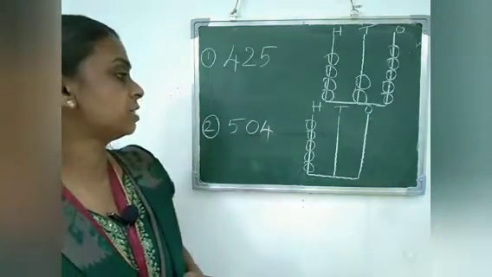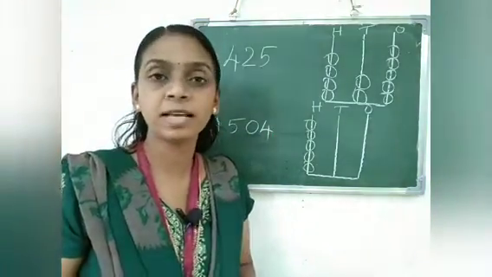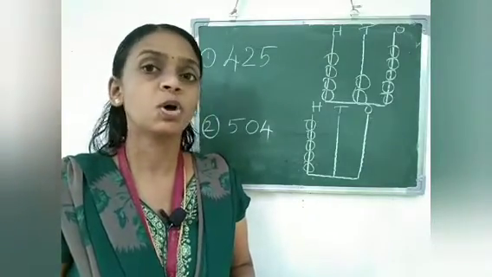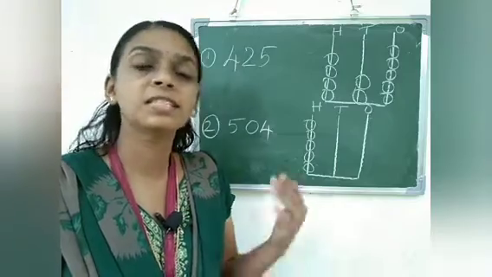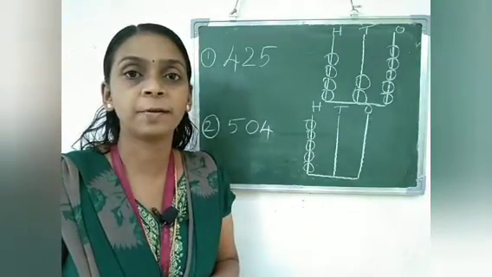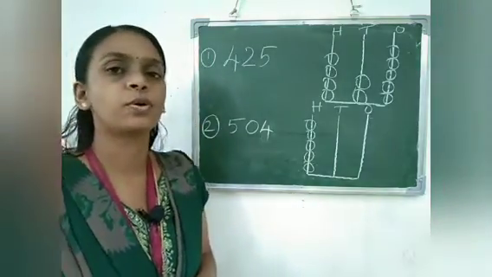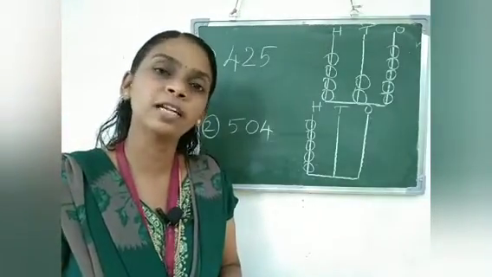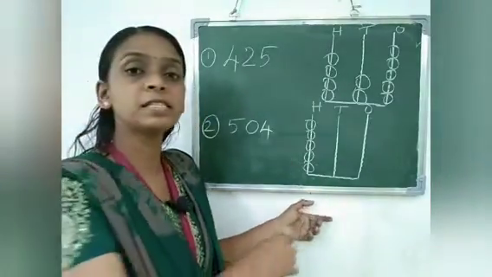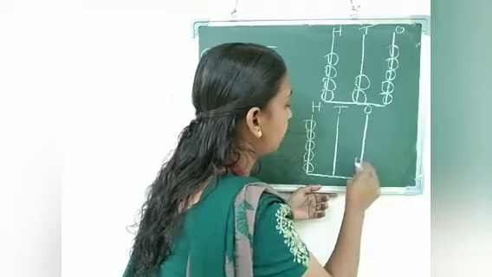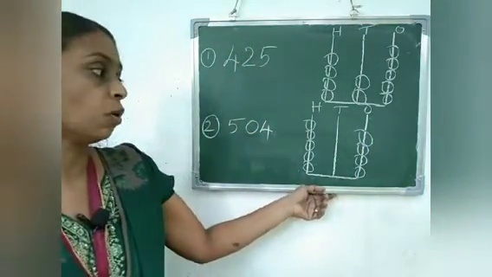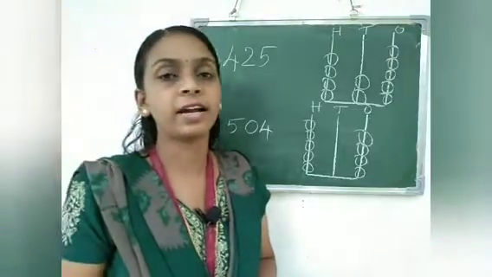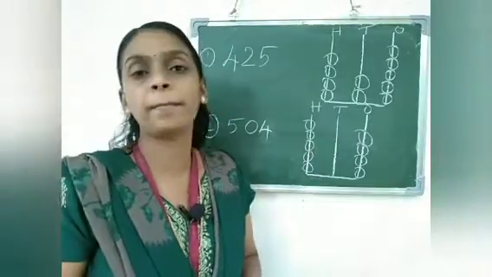So then we will consider the next place, the ones place. How many beads do we have to draw here? Which is the number in the ones place? Yes, it is 4. So 4 beads. We have to draw 4 beads in the ones place. So we represented the number 504 on an abacus.